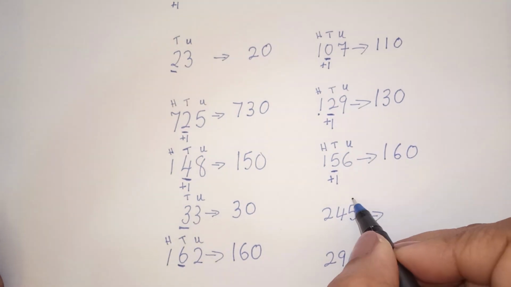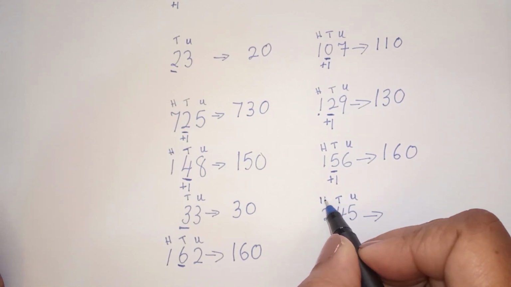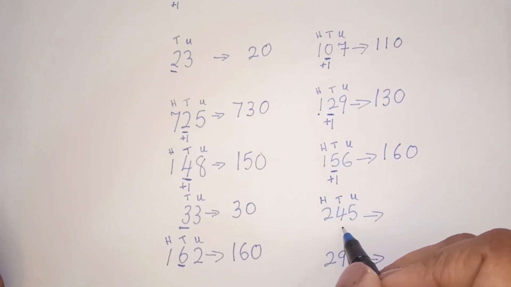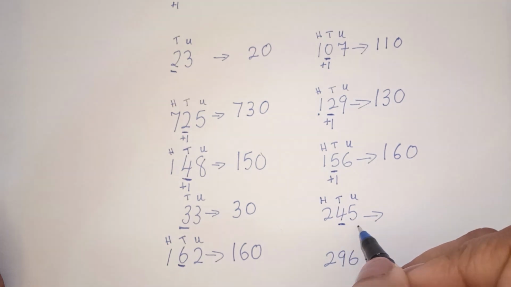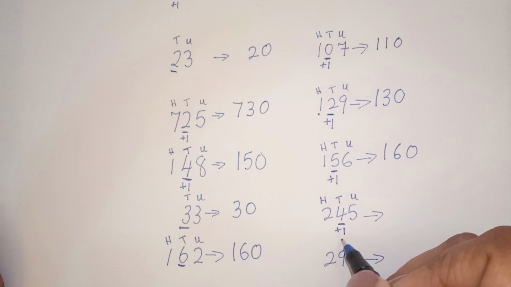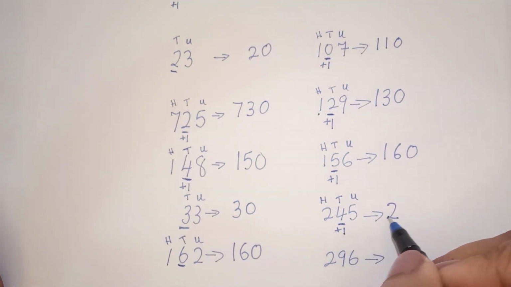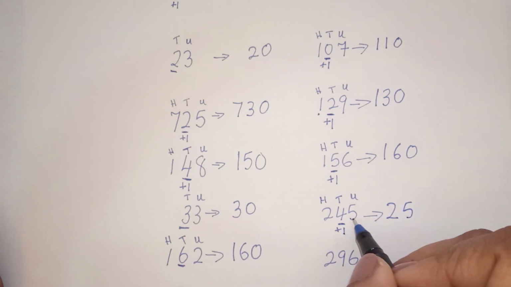Okay, 245. 5 is units, 4 is tens, and 2 is hundreds. So we spot out the tens, which is 4. The number next to it is 5. 5 can give 1 to 4. So 2, we write it as it is. 4 plus 1 will be 5, and 5 will be 0.